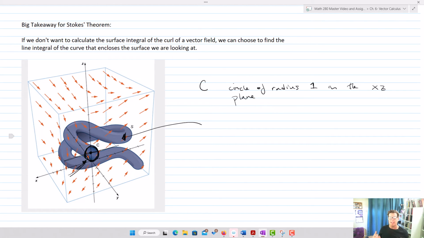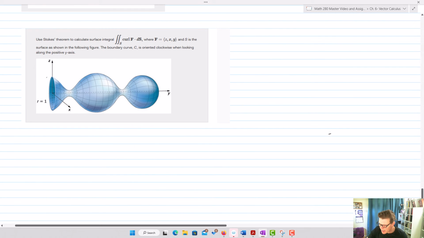Okay, and so that's one of the things that we want to actually be able to do. We want to be able to look at something and say, you know what, I'd rather go find the line integral right now rather than going out and finding this double integral or the surface integral. So now let's take a look and let's use Stokes Theorem to calculate the surface integral for this surface.